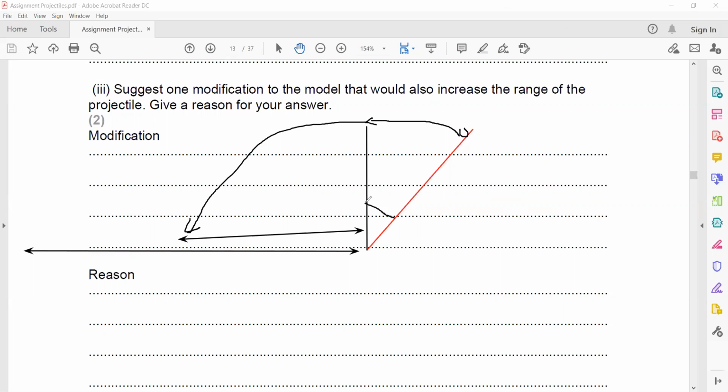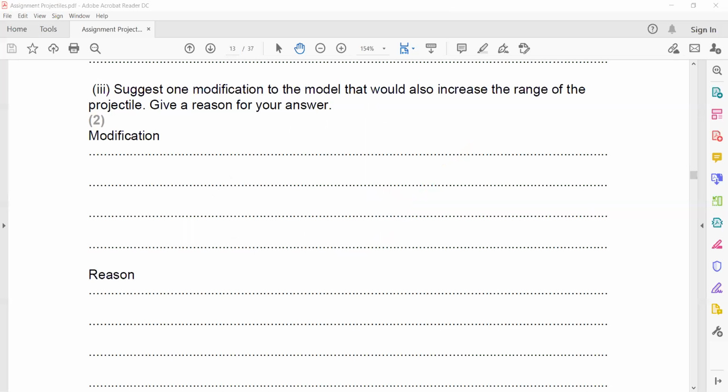If one rubber band is there, it stores less energy. But if two or three rubber bands are there, they will store a greater amount of energy. As they store more energy, there will be greater kinetic energy, so the launching speed will increase, which increases the range covered by the projectile. Is it clear? Is it clear, this part?